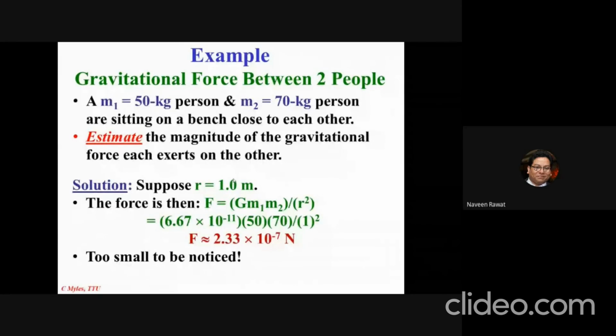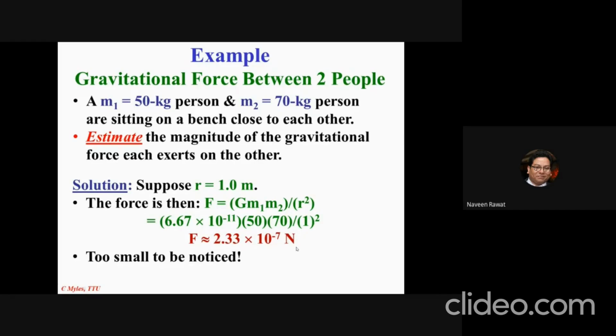And then the force will be G m1 m2 divided by r squared. We know G is 6.67 times 10 to the power minus 11, and you can multiply the masses and divide by 1 meter, and so everything is in SI units. So we get a value for the force of the order of 10 to the power minus 7 newtons. So there you go. The force exists, but it is very small to be noticed.